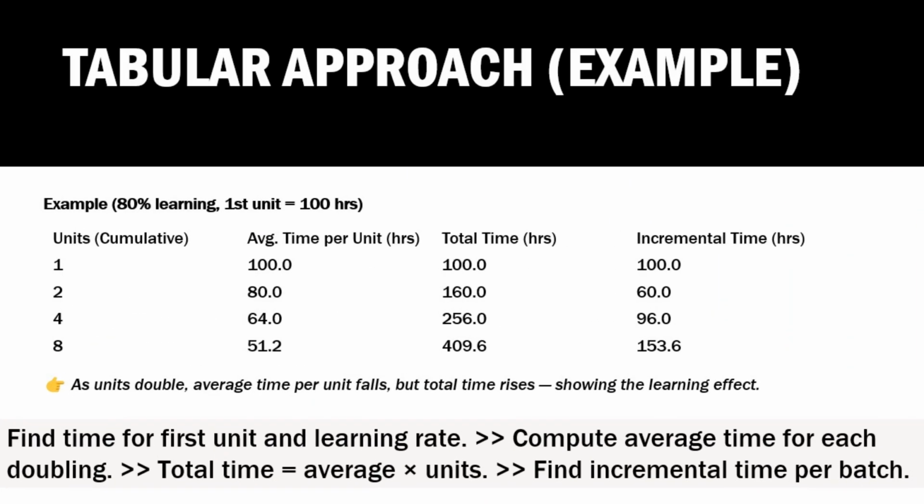Tabular example. Here's a simple illustration. First unit takes 100 hours at an 80% learning rate. 2 units, 80 hours each. 4 units, 64 hours. 8 units, 51.2 hours. Total time increases, but average time per unit falls. That's efficiency gained through learning.